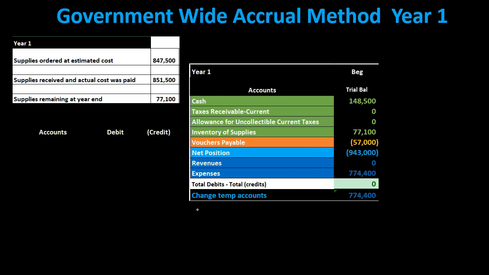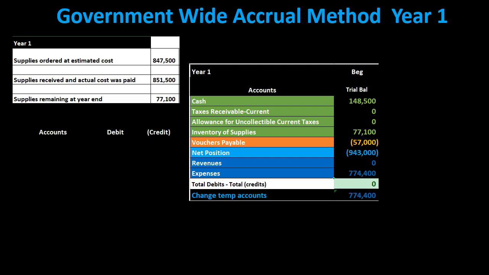Next thing we're going to do is the closing entry. In the closing entry, all we have right now are expenses, that being the temporary account. We're going to close them out to what would be similar to the equity accounts, in a similar fashion as we would with a for-profit organization. We're going to say this is what's in the expense. I need it to go down.